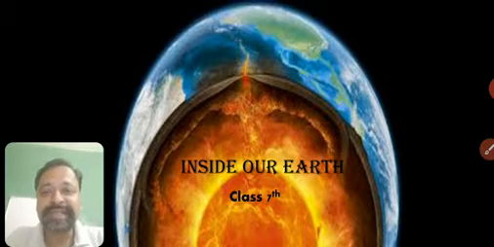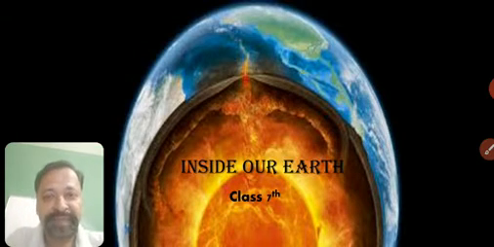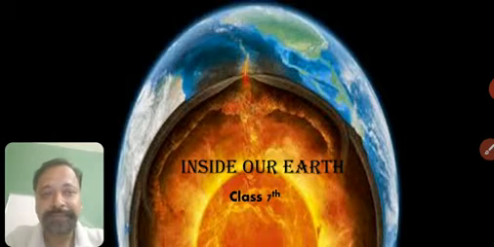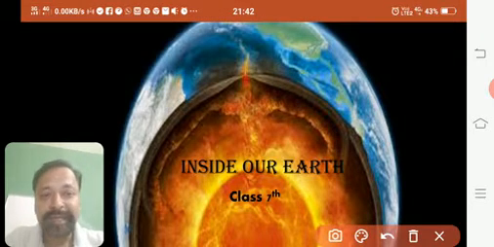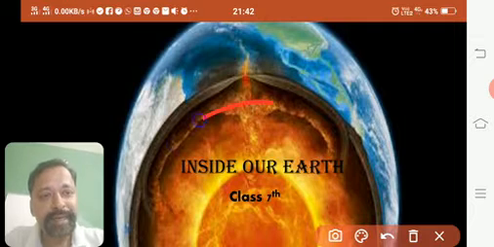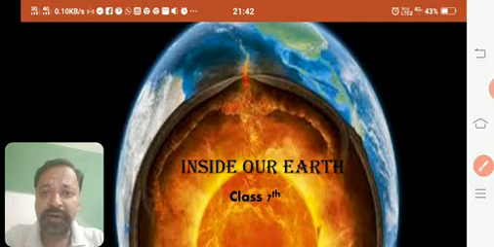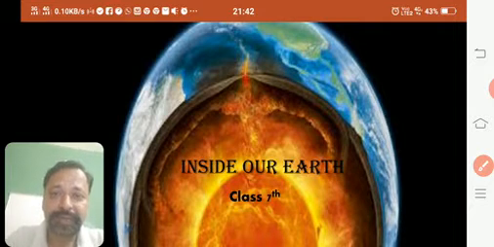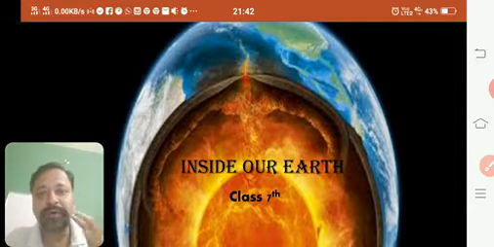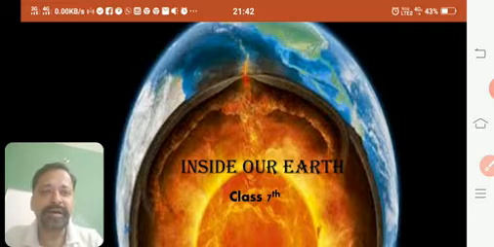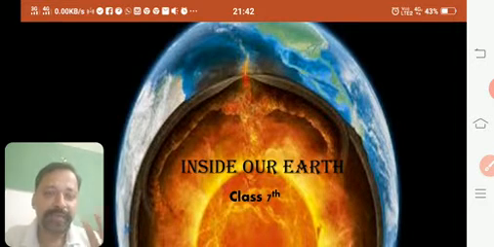So now we are going to see the same thing. The name of this chapter is Inside Our Earth, and as you can see from the picture itself, it's totally made of molten lava. But is it just lava, or do we have something else related to this? So we'll see in this chapter what is inside Earth, whether it's lava or some other things, whatever it is there.